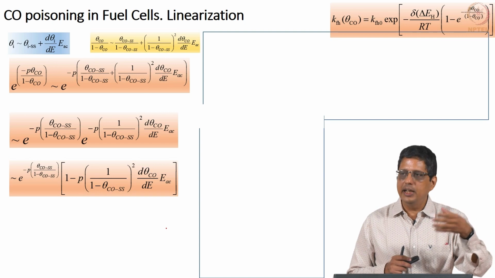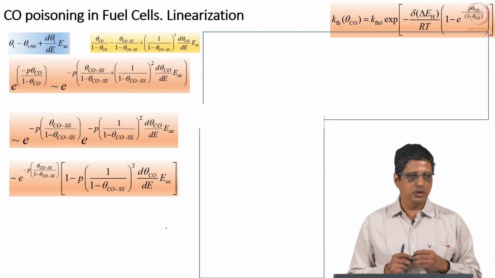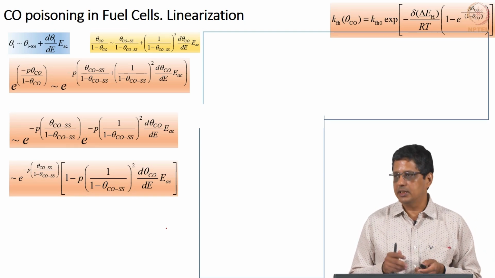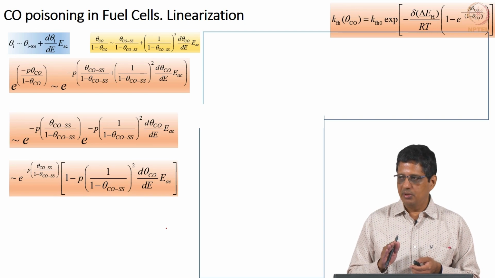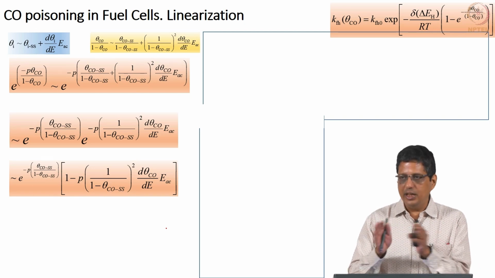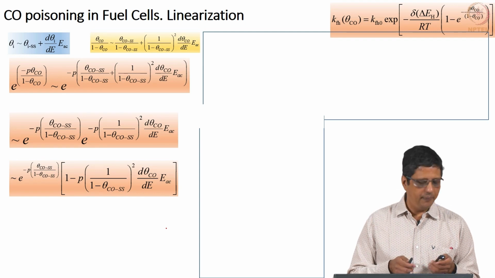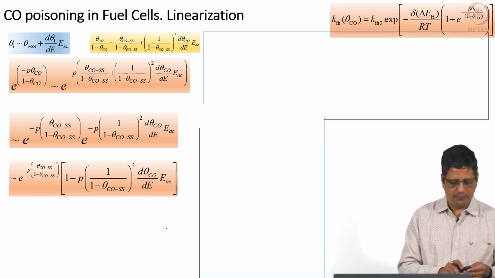So, this can't model, I need to propose a mechanism with 2 intermediates or 3 intermediates, that much we know. But what else do we have to really do to get this? That we will see tomorrow.